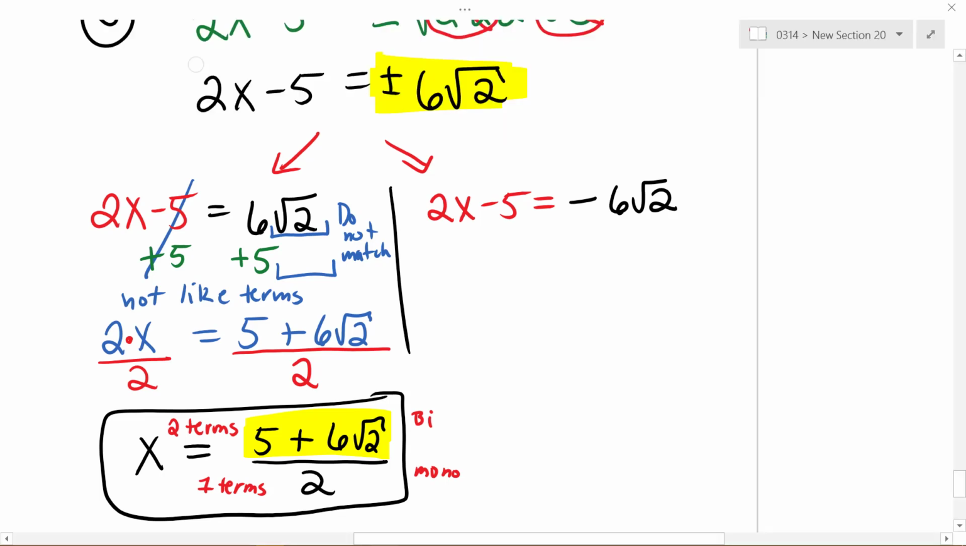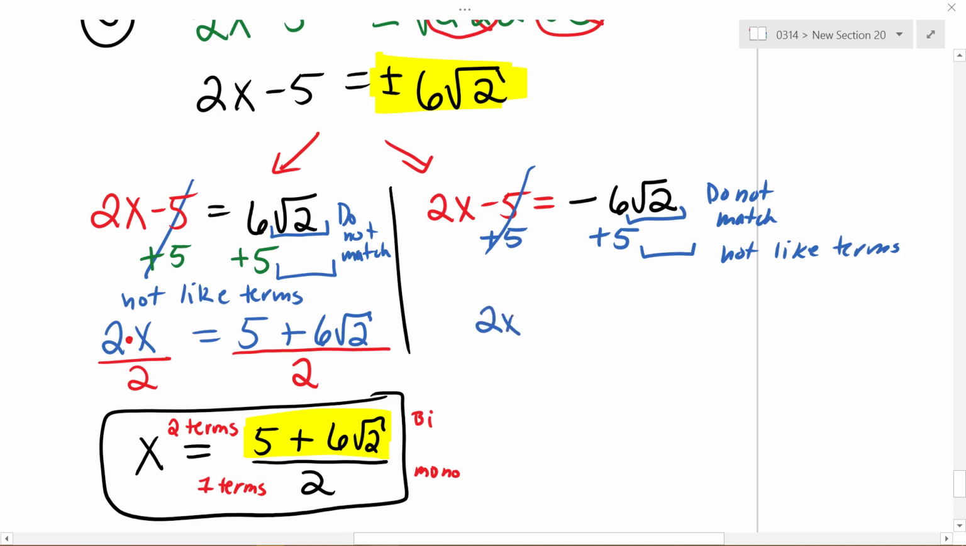Okay, so let's solve for x in the second equation. We're going to add 5 to both sides. Once again, we want to make sure that we're combining only like terms. Since these do not match, so the underlined portions do not match, that means they are not like terms and therefore cannot be combined. So the best that we can do is to let these sit side by side. So we have 2x is equal to, I'm just going to go ahead and put the 5 in the front, so that's a plus 5 in the front, and then the negative 6 square root of 2 is going to go behind that.